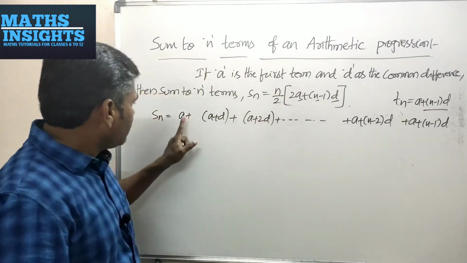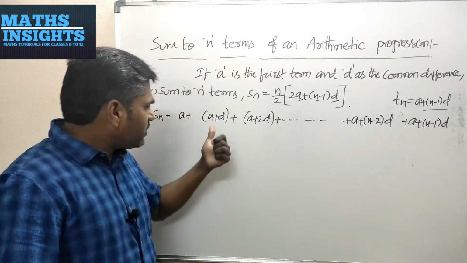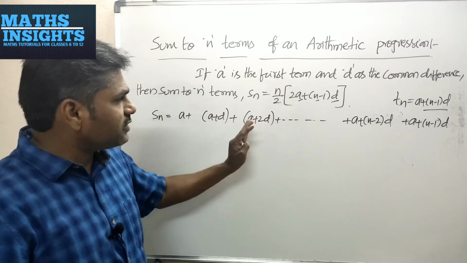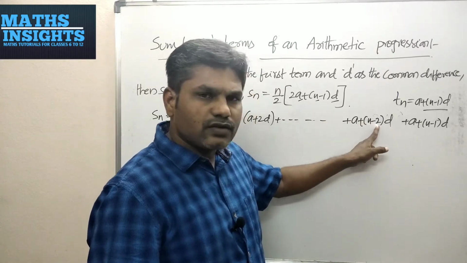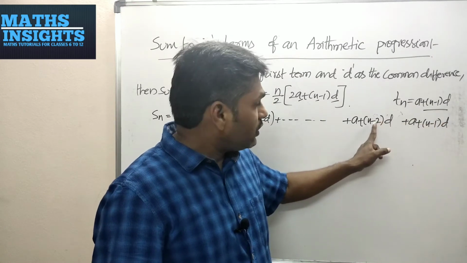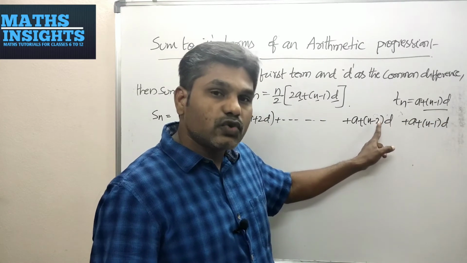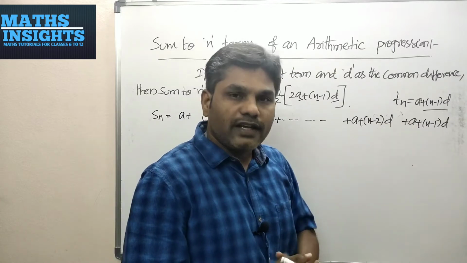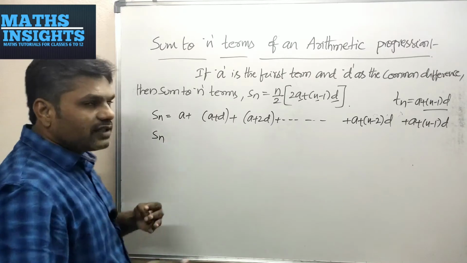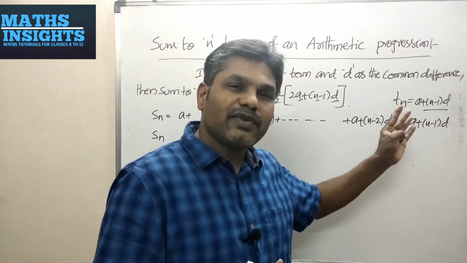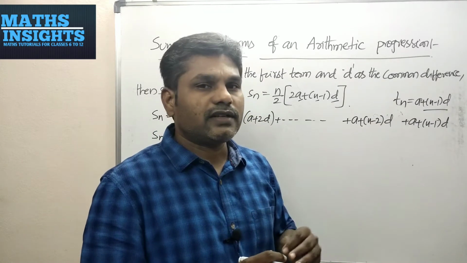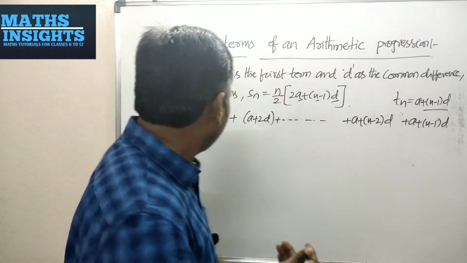Why? Because the coefficient of d is increasing. The coefficient of d is increasing, which means from n minus 2 you have to increase by 1, that is plus 1. When you do n minus 2 plus 1, this becomes n minus 1. Similarly, the same terms are written in reverse order, so the last term becomes the first term, the last but one becomes the second term, and like that. It will not make any difference.